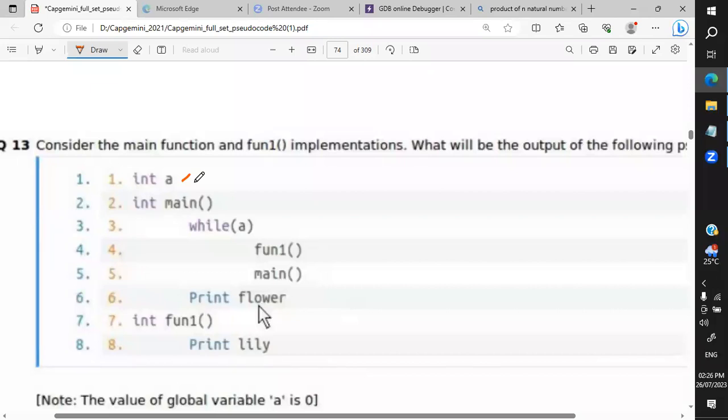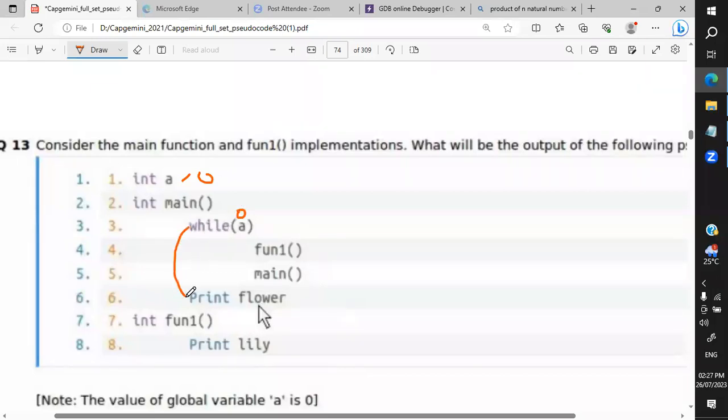Okay, when you don't initialize the global variable, what will be its default value? Will it take a garbage value or will it take zero? Zero for sure. Why? Because it takes the default value of the data type. 100% sure it will take zero. So a value is zero now. Now if you write while zero, does it mean true or false? False. As it is false, it will not enter inside the while loop, right? It will directly come out of the while loop.